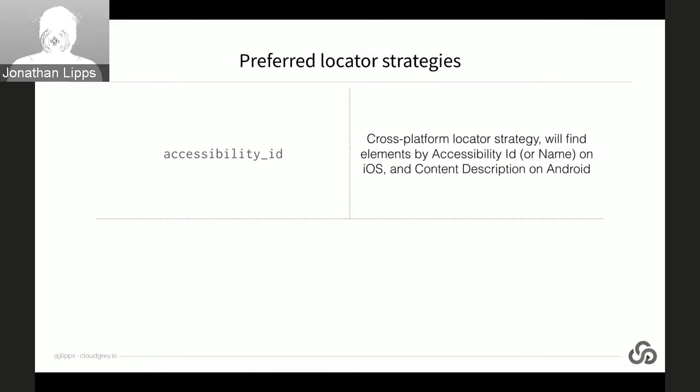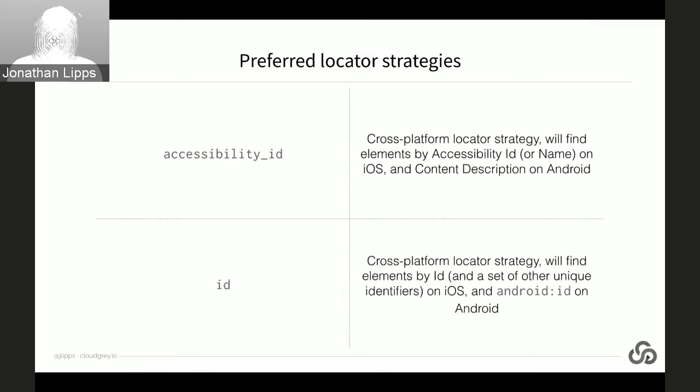So accessibility ID refers to the accessibility label that developers can give elements in the UI. And it's a good idea to label elements in the UI with accessibility labels, because it also helps the app to be used from an accessibility standpoint. So on Android, this is called content description. I think it's actually called accessibility ID, or sometimes name on iOS. But regardless of what it's called on a particular platform, you find it using accessibility ID in Appium.